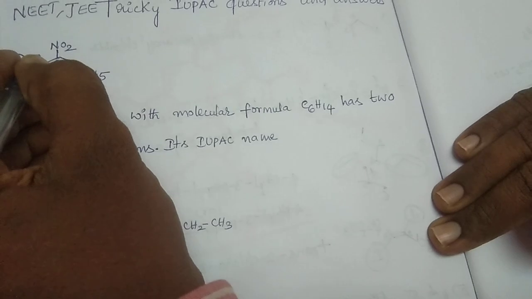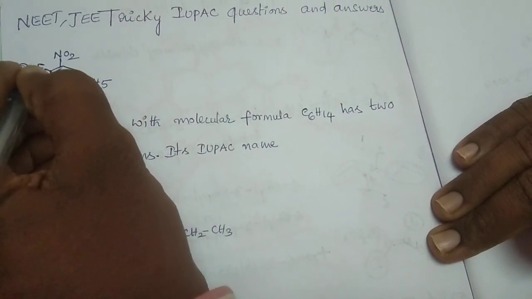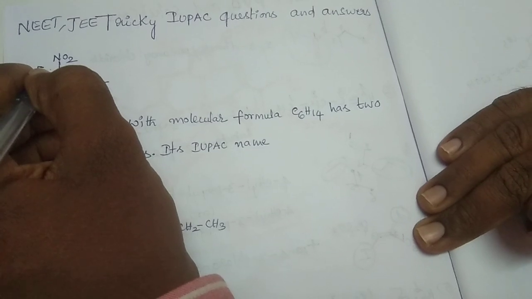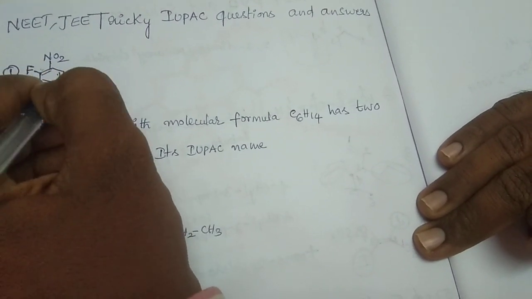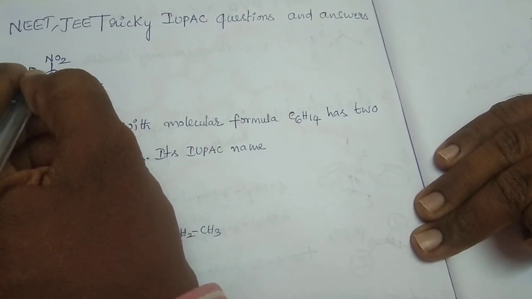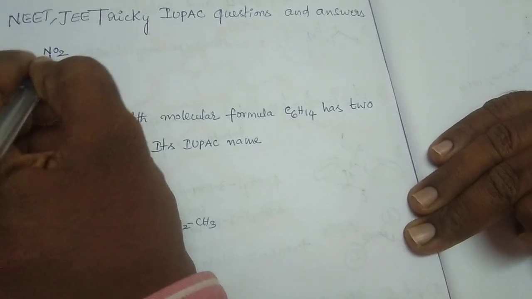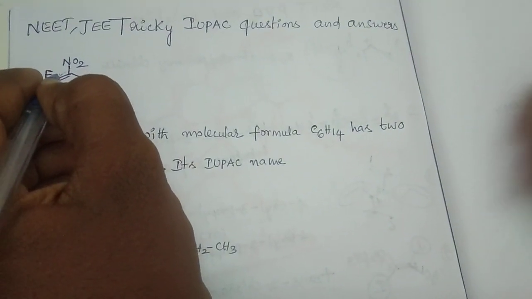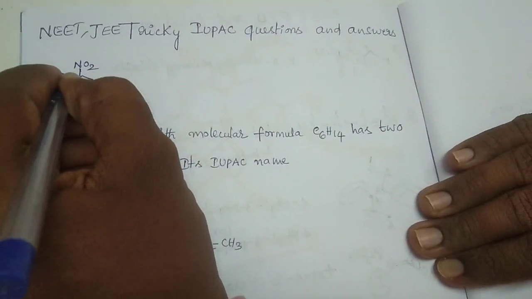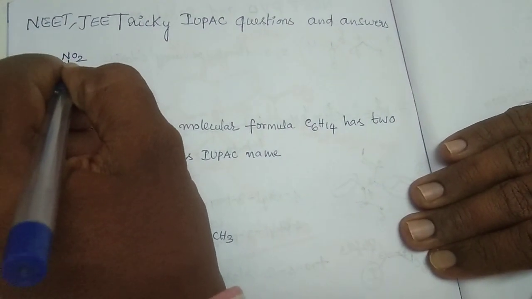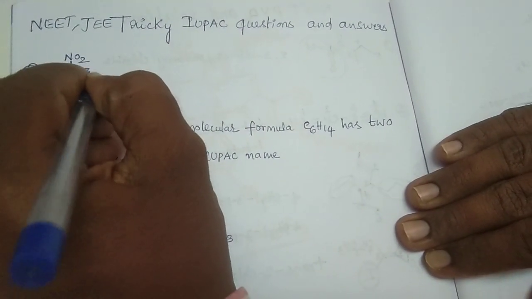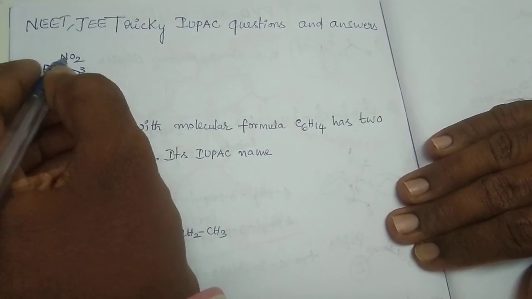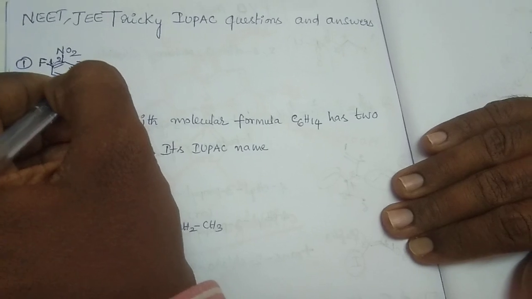So here the priority starts from the halogen. You can give numbering either from this direction or this direction, but if you give the numbering from this direction, the substituents also get the lowest number. So you always prefer to give the substituents the lowest number. So 1, 2, 3, 4th carbon you have the ethyl. So one is the fluoro, another one is the nitro, third one is the ethyl.